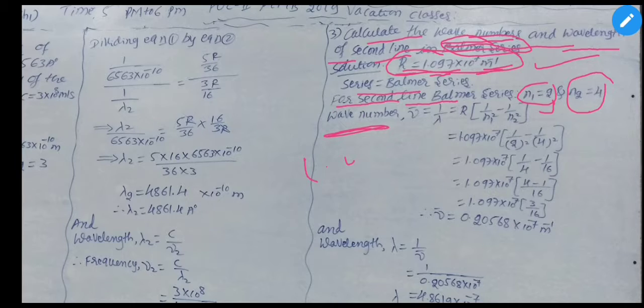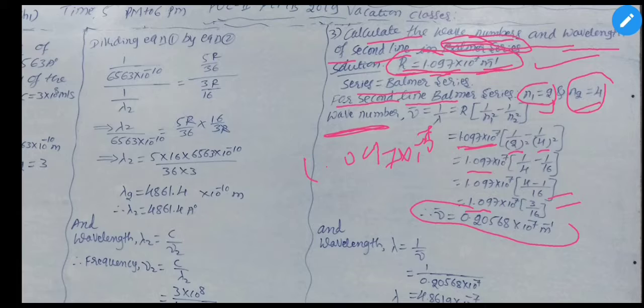If there are relative lines, wavelength and frequency, then that value is going to get cancelled. If not given, then for a single line we shall assume the R value as 1.097 into 10 raised to 7 per meter. The series is given as the Balmer series again. Previously we have done the second member. Let us take the same data for this also, the second member or second line of the Balmer series. So N1 is 2 and N2 is 4.